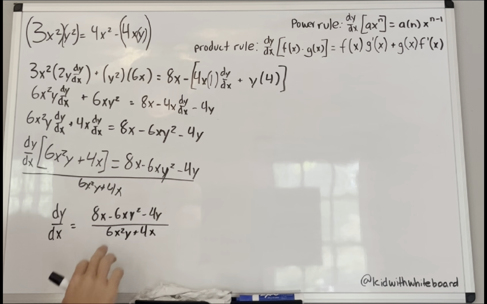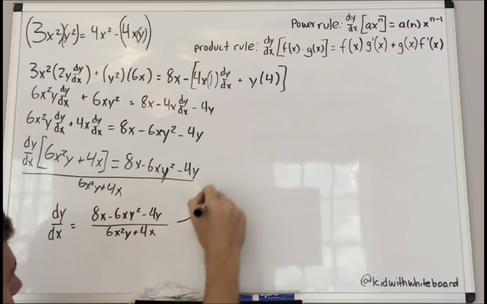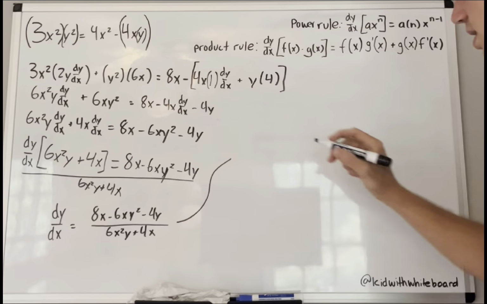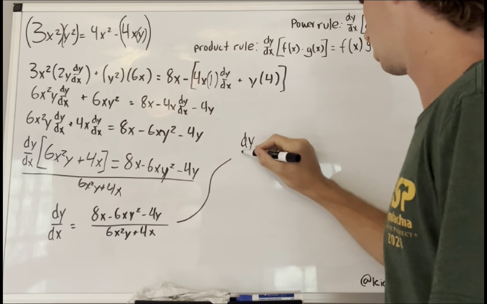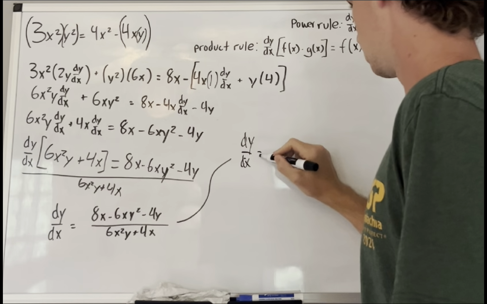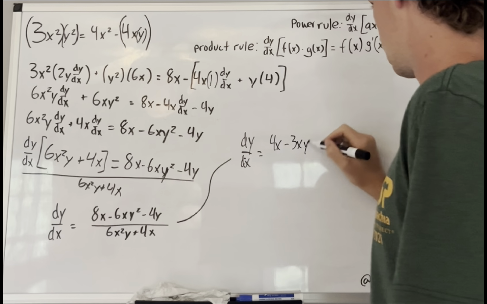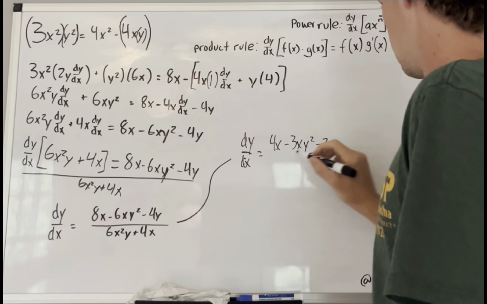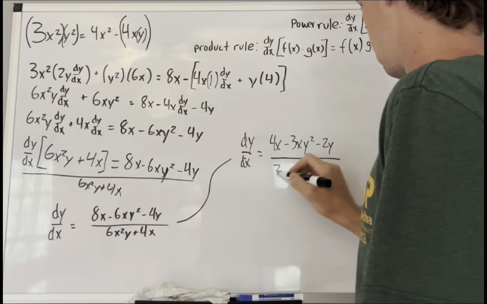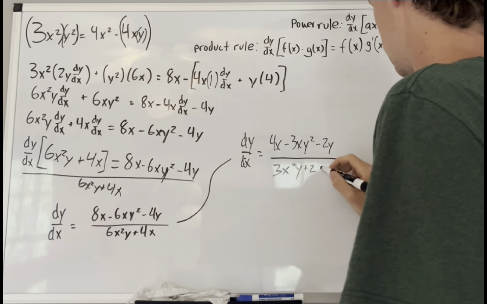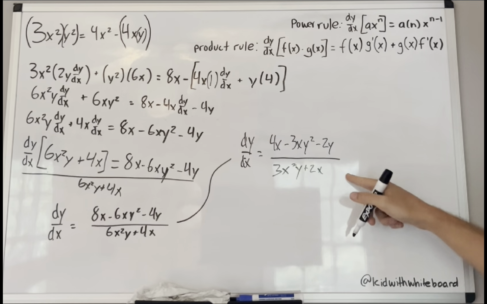And then I look at that and I say, those are all divisible by 2. Our teacher is not going to like that, it is not simplified. So you're going to take the 2 out, you get dy over dx equals 4x minus 3xy squared minus 2y divided by 3x squared y plus 2x. And that's your final answer.